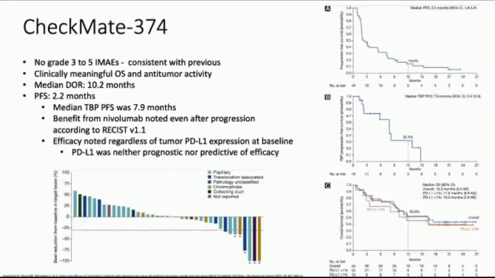So in terms of their safety outcomes, their findings were consistent with those of the trials we've discussed so far. Their median overall survival was 16 months with a median duration of response of 10 months, and the progression-free survival was 2 months. This study also looked at the impact of PD-L1 expression and found that this didn't really affect treatment efficacy, which is contrary to what was reported in Keynote 427. And overall, PD-L1 status was not found to be prognostic or predictive of treatment efficacy.